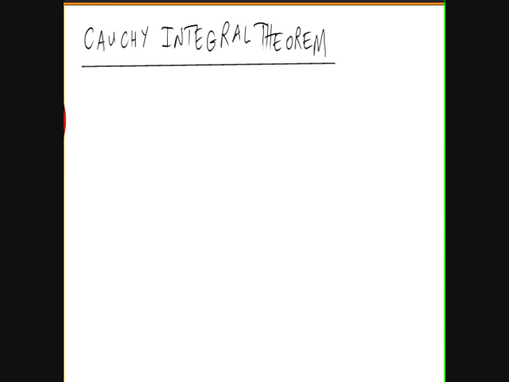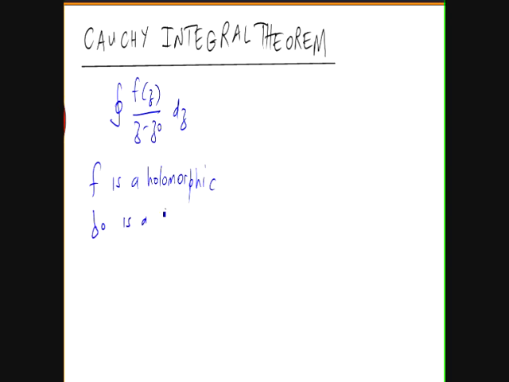The Cauchy Integral Theorem is one of the most spectacular results in all of higher mathematics. What it says is that if you have a contour integral of, say, f of z over z minus z naught dz, where f is a holomorphic function, and also z naught, as you can see, is a singularity. It causes the denominator to become 0.